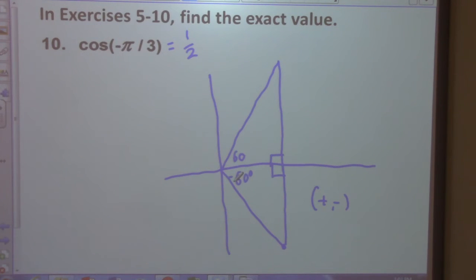So really these exercises here are just mostly about using reference angles and keeping track of what's positive and negative, right? So that's pretty simple, right?